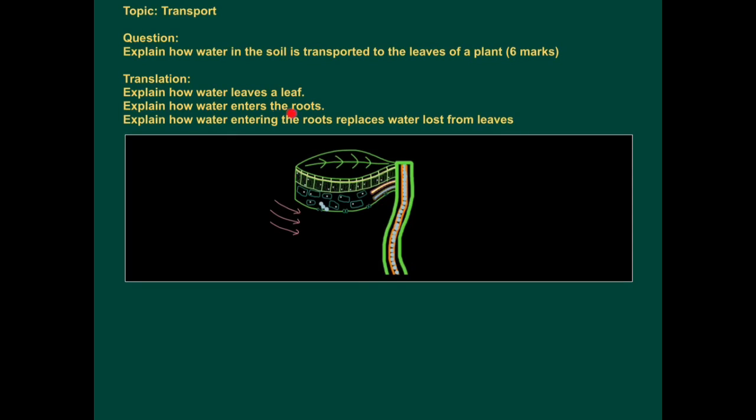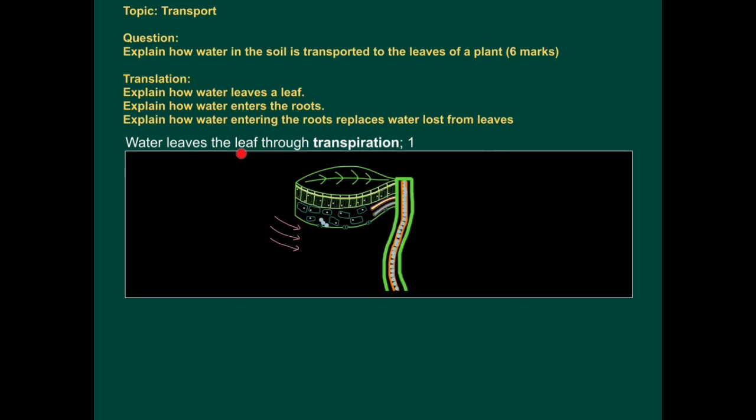then explain how water enters the roots, and explain how the water entering the roots replaces water lost from the leaves. So firstly, water leaves the leaf through a process called transpiration. This is just simply evaporation from the leaf, largely through the stomata. So you can see as air passes over the leaf, water molecules leave through transpiration.